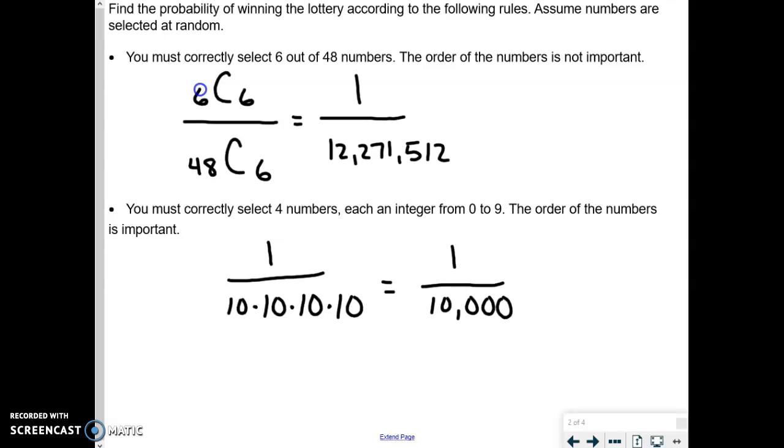Both of them set up based on what was needed. In the first one, we just needed groups. Order's not important. And the second one, we used the fundamental counting principle since order was important.